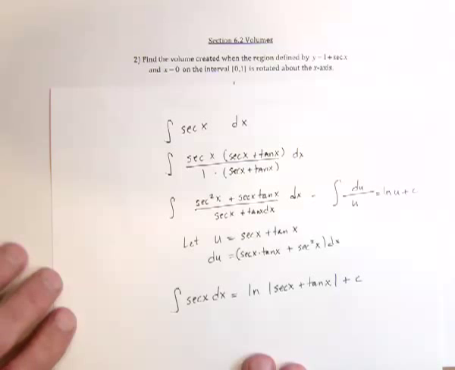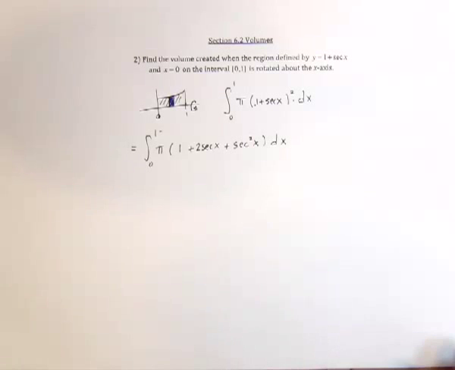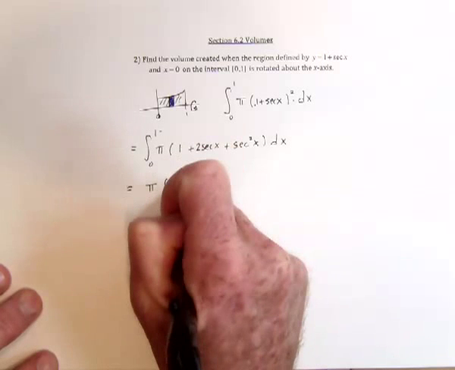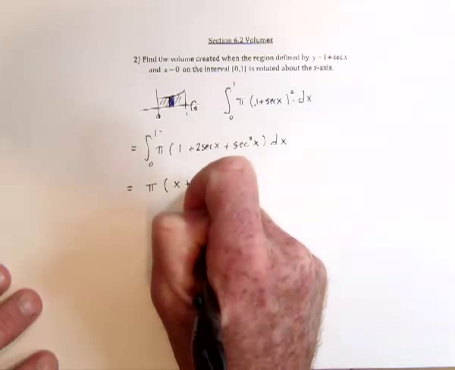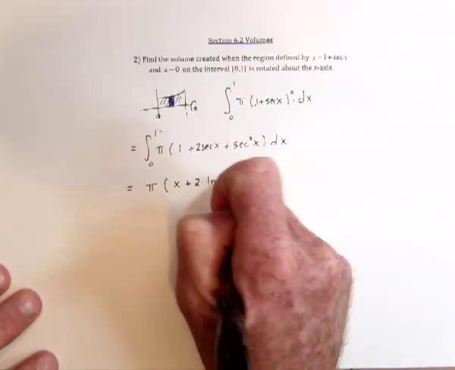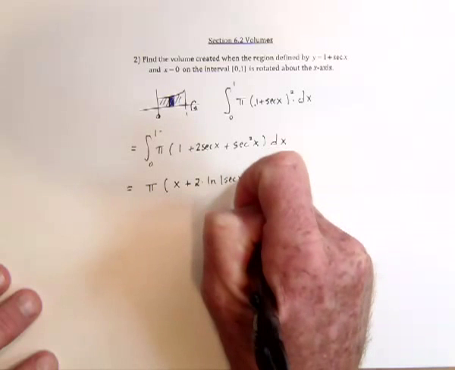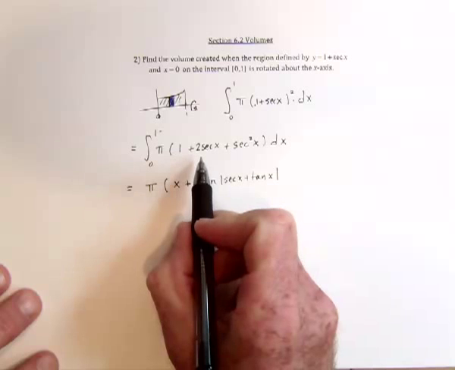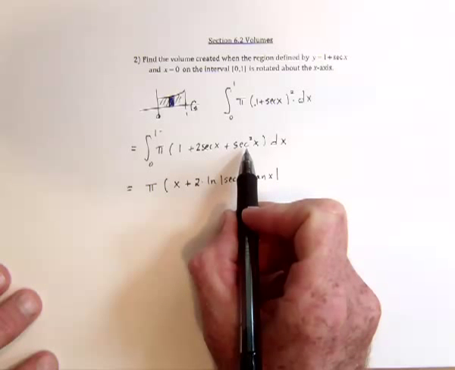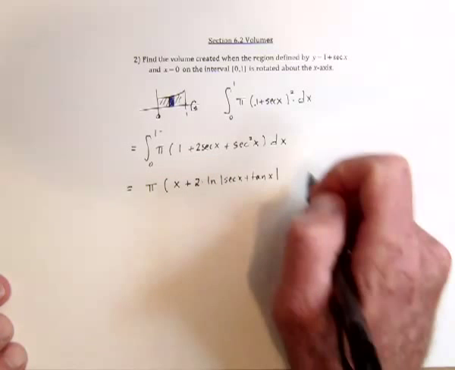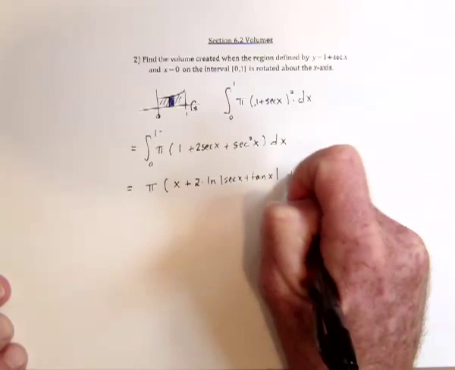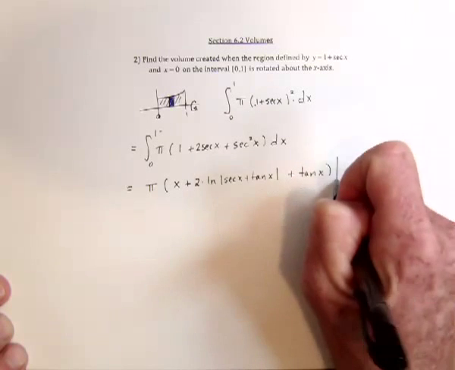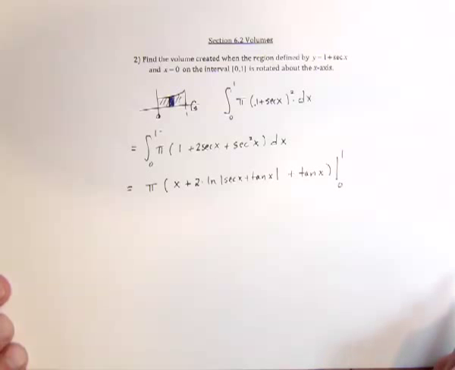Okay, so now we take that and go back to this problem. So we've got a pi, this just becomes an x, then we've got 2 times the natural log of secant of x plus tangent of x, the antiderivative for the middle one there, and then this comes from the derivative of tangent. And then we don't need a plus c because we're going to substitute numbers in, a 0 and a 1.